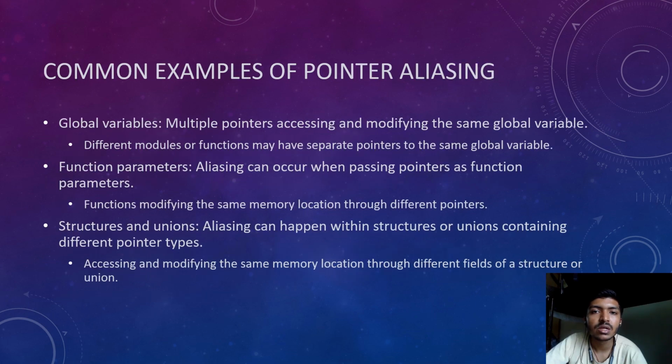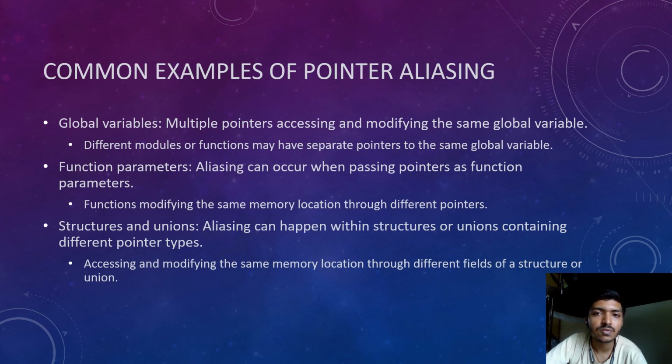Let's see the common examples of pointer aliasing. The first one is global variables. Multiple pointers can access and modify the same global variable. Different modules or functions may have separate pointers to the same global variable.